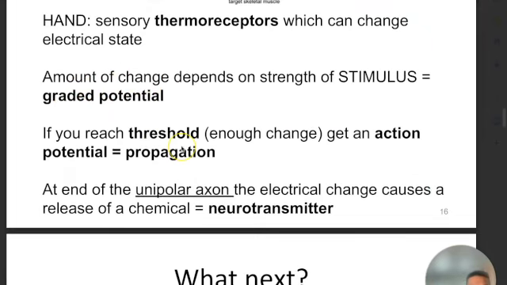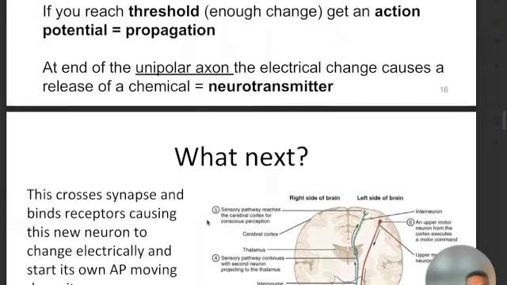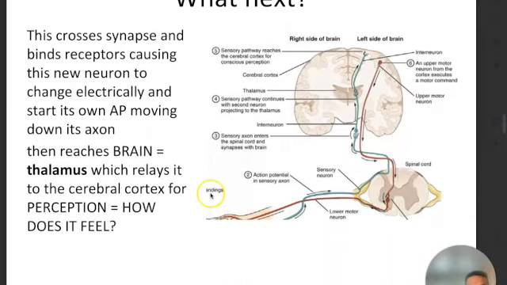Now, if you reach the threshold, you get an action potential. Remember, action potential is when the electrical signal happens and then it will go on. At the end of the unipolar axon, the electrical changes cause a release of the chemical, which is neurotransmitter. The neurotransmitter crosses the synapse and binds the receptor, causing this new neuron to change electrically and start its own action potential. Then it reaches the brain in the thalamus right here.